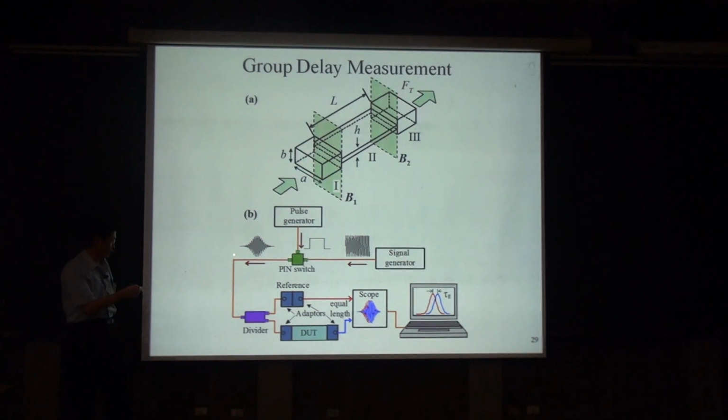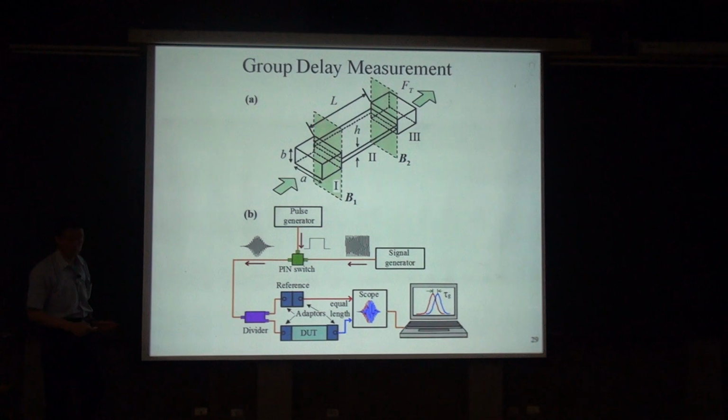Then the wave packet is introduced into a power divider, divided into two parts. One is reference. The other goes to the device under test. This one looks like a waveguide adapter. Waveguide adapter here. And this is a device under test, which is this section. Okay? So by comparing the difference, we can calculate the group delay.